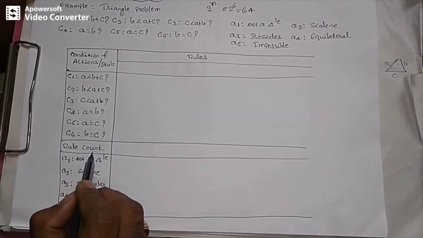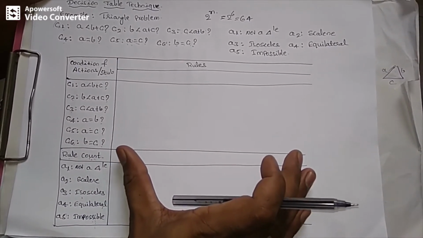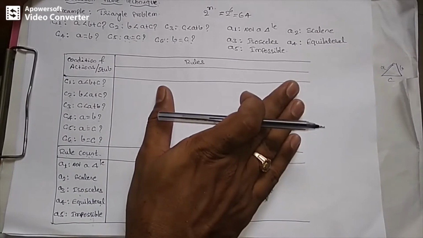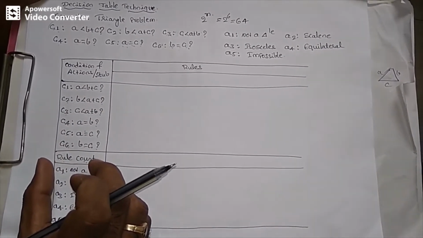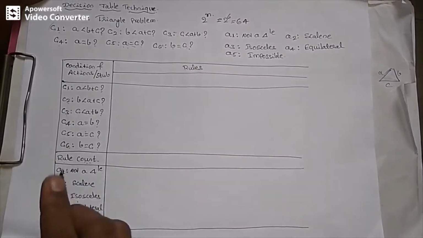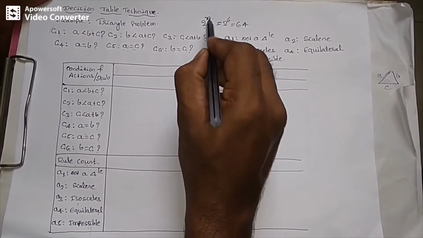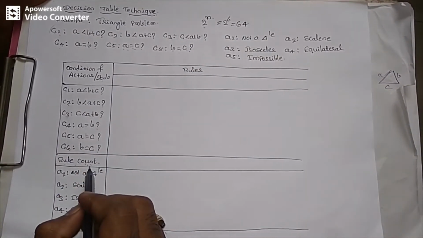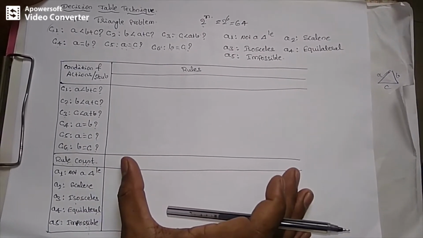The rule count gives a clear picture of how many column entries should be there in the entry portion. So how do we identify how many rules should be there in the decision table? There is one general formula: 2 to the power of n. This 2 to the power of n gives the number of rules that should exist in the decision table technique.